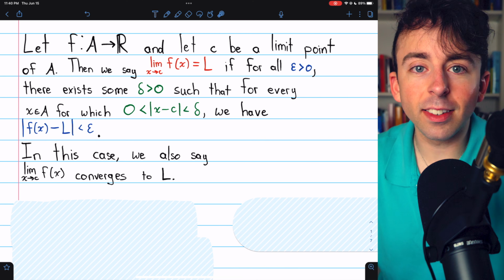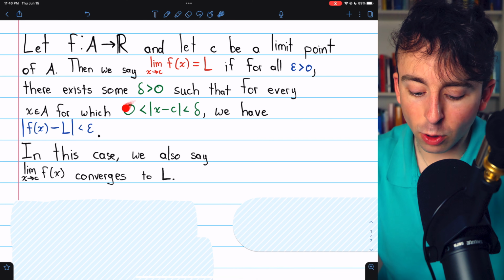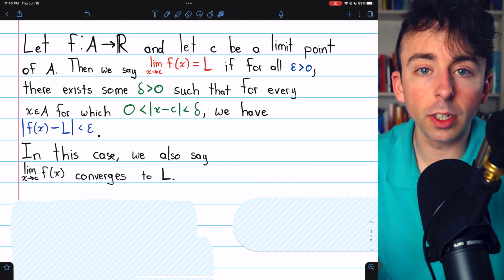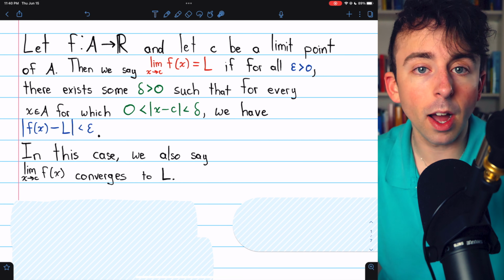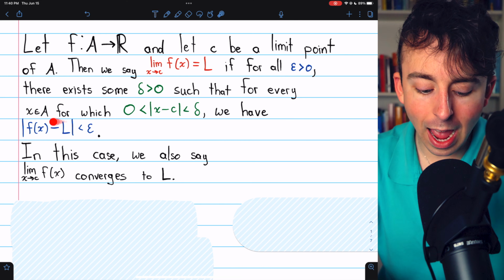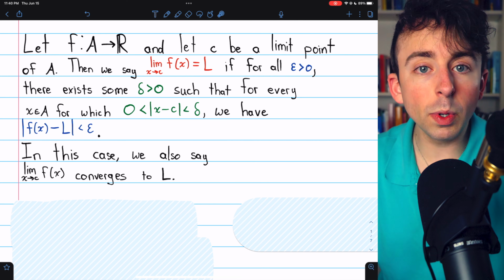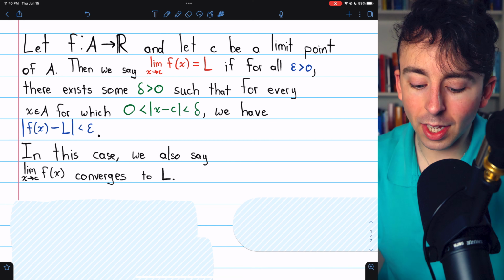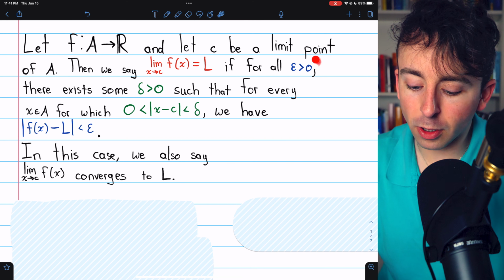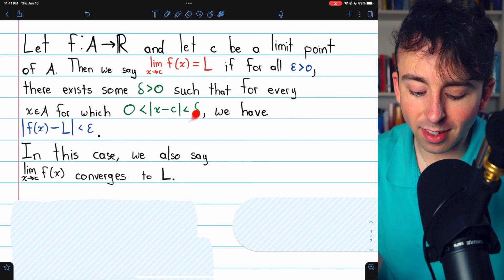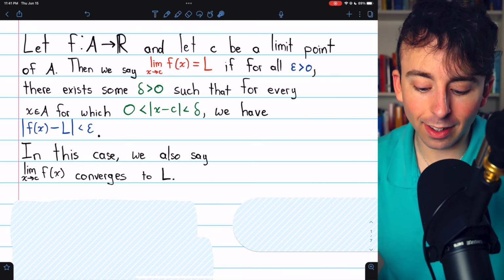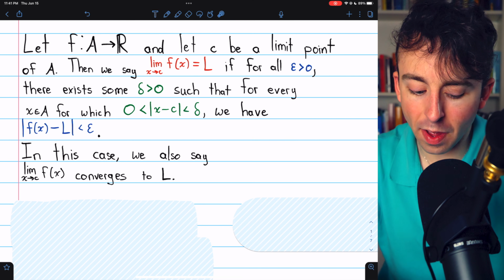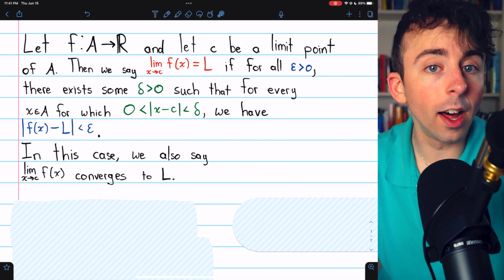We could also restate this definition in terms of neighborhoods. This inequality here is describing a delta neighborhood of c, with the restriction also that x is not equal to c. The distance has to be positive. And this inequality describes an epsilon neighborhood of the limit L. So we could restate the definition as follows. The limit of f of x as x approaches c equals L if for all epsilon greater than 0, there exists some delta neighborhood of c such that for all domain elements x in that delta neighborhood, f of x is in the epsilon neighborhood of the limit L.